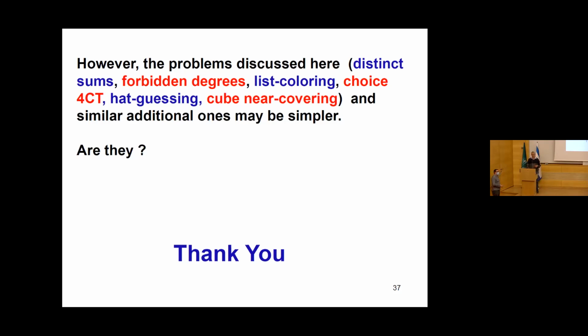Anyone else? Okay, so let's thank the speaker again. Okay, so we'll reconvene at 5:50 in 7 minutes. Okay, so we'll reconvene in about 7 minutes.